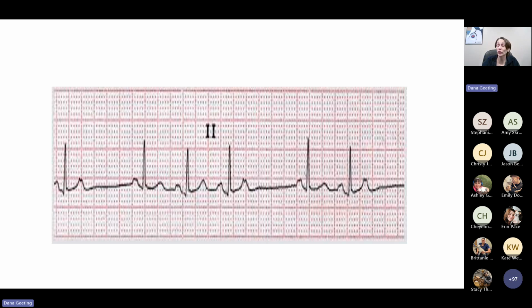But with a regularly irregular, every beat has a P wave, every beat has a QRS complex. Your R to Rs and your T to Ts are regular most of the time. It's just sometimes like a sinus arrhythmia where it's going to be spaced out. So you have your normal sinus complexes, the rate is changing, not the complex.